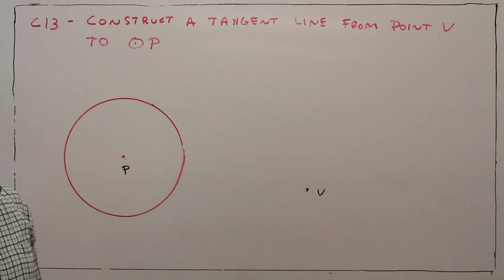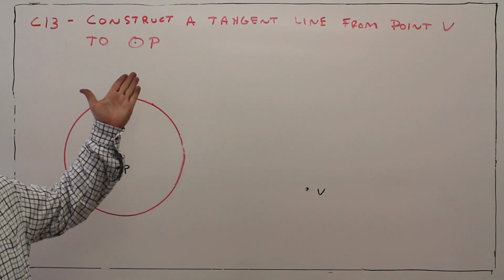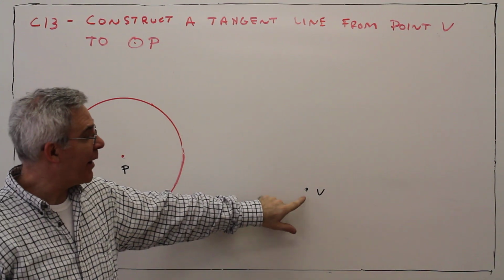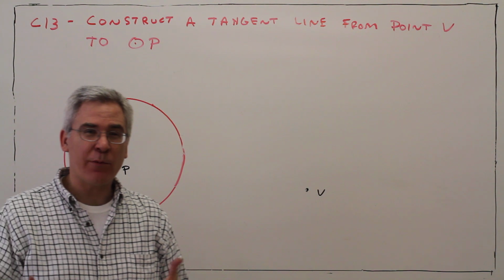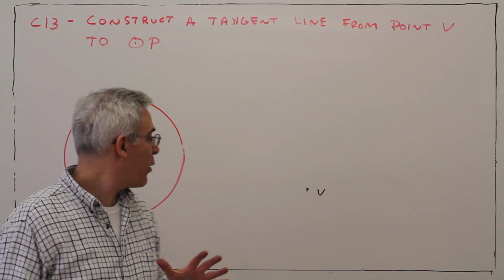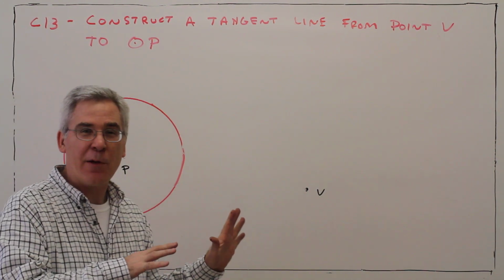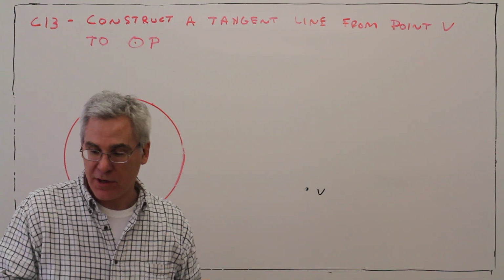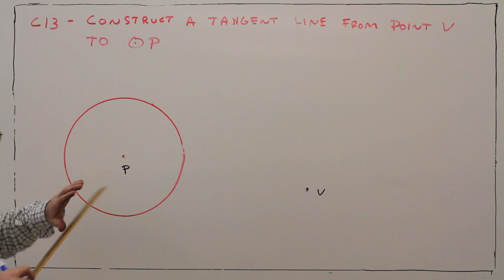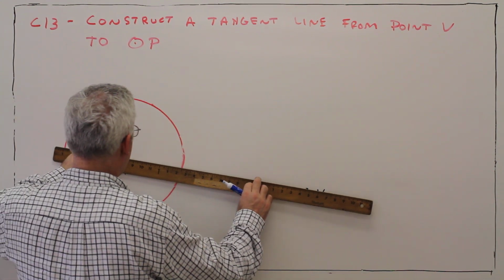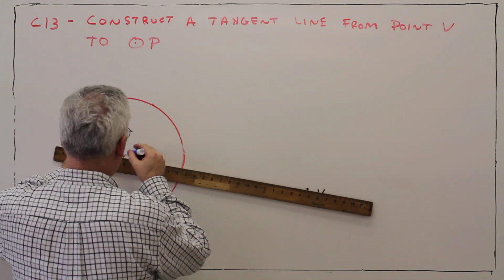This is video C13. We're going to construct a tangent line from the external point V to circle P. This one's a little bit harder to visualize. Once I make a few of the compass constructions, I'll explain it in further detail. All right, so step one is going to be to create segment PV just by joining the two.